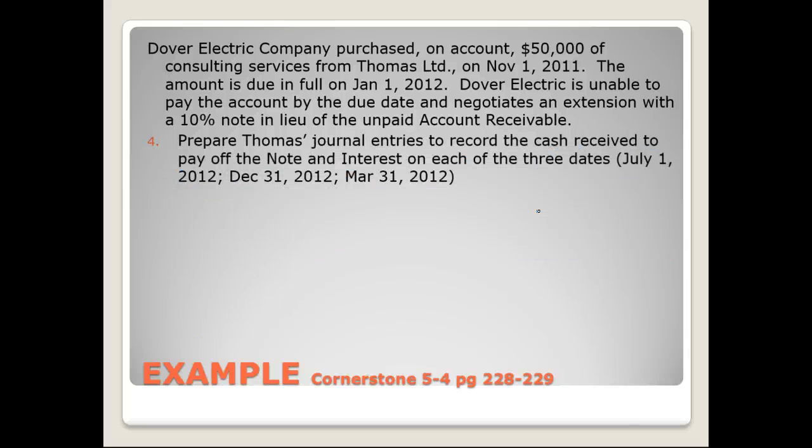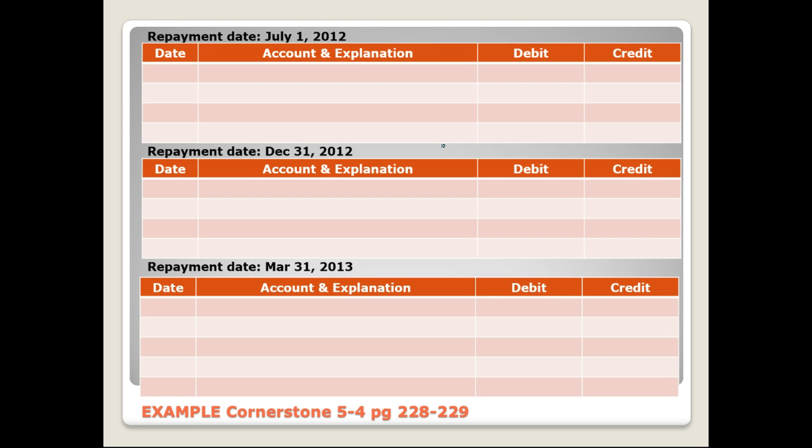Now, your book asks you, let's go back to those 3 different repayment dates. Let's assume, first of all, the note is repaid with interest on July 1st, 2012, or December 31st, 2012, or lastly, March 31st, that should be 2013, little typo right there. How would we record those journal entries? Well, let's think about what needs to be recorded. If the note were repaid on July 1st, 2012, what would be our debit entry?